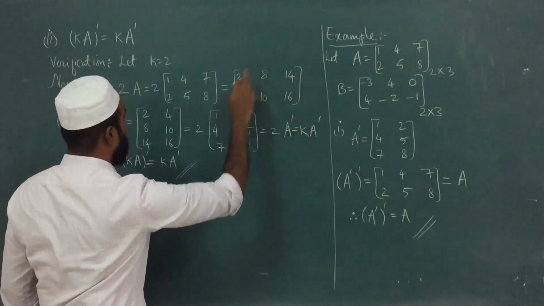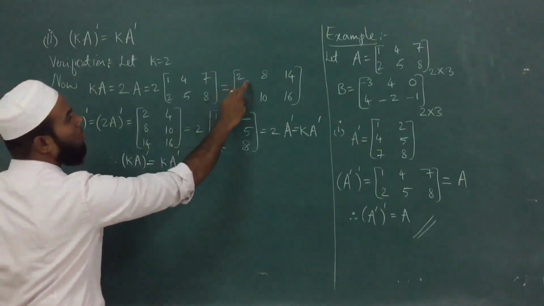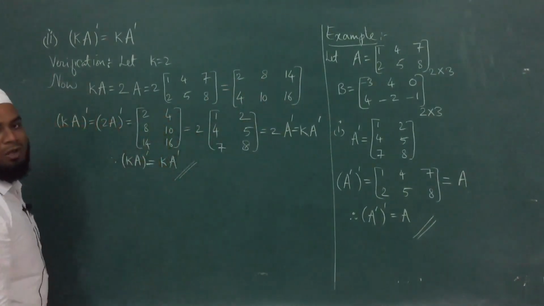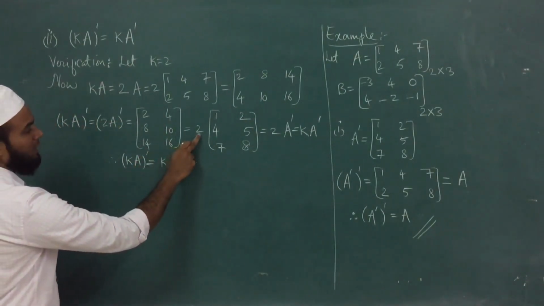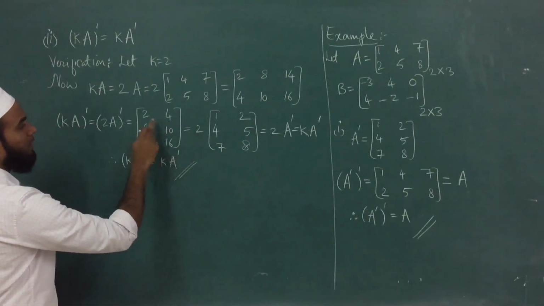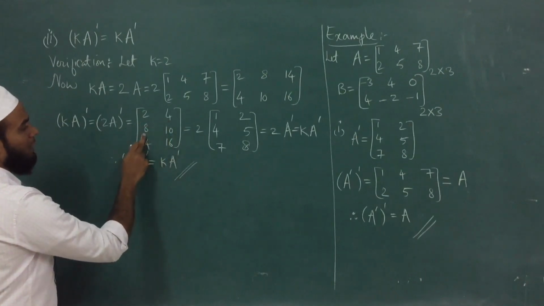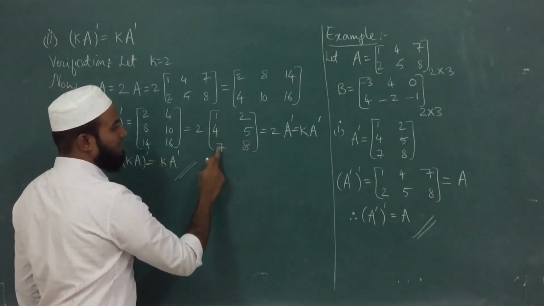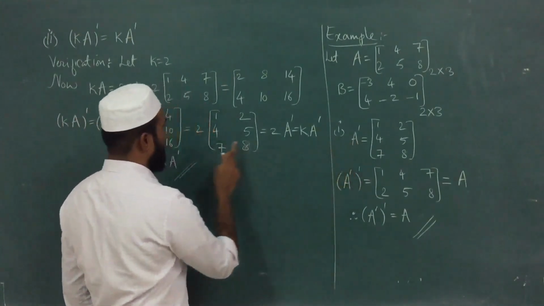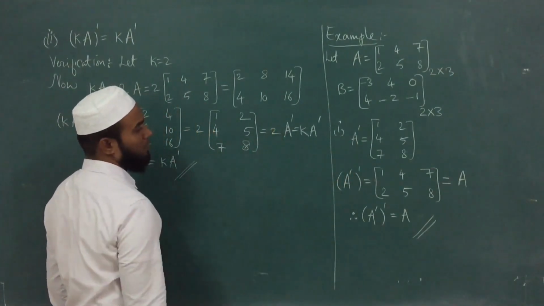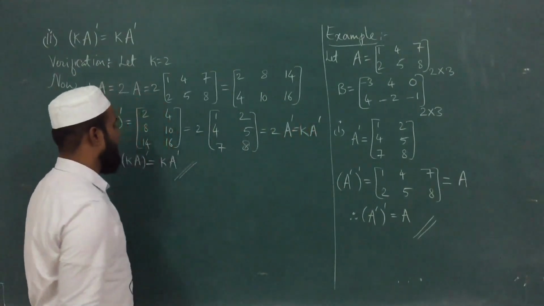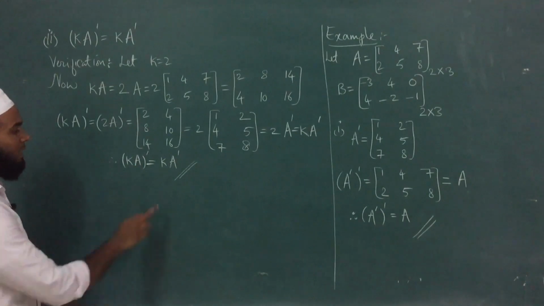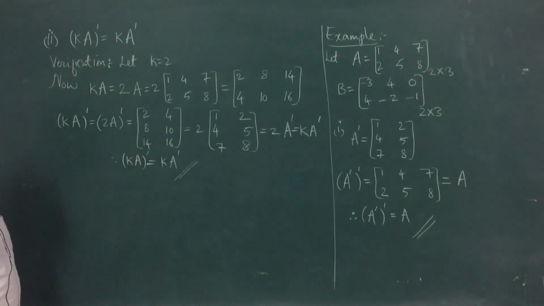So we have to find the transpose of that, right? 2, 8, 14 will become the first column and 4, 10, 16 will become the second column. Then we have to take 2 outside. Then what will be remaining? 1, 2, 4, 5, 7 and 8. So the matrix 1, 2, 4, 5, 7, 8 is nothing but A transpose. So we are getting 2 into A transpose, which is nothing but K into A transpose. So we have verified that K A whole transpose is nothing but K into A transpose, right?